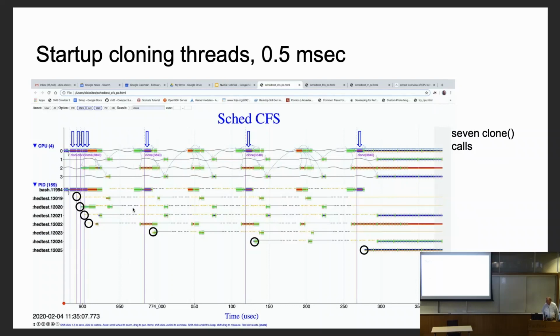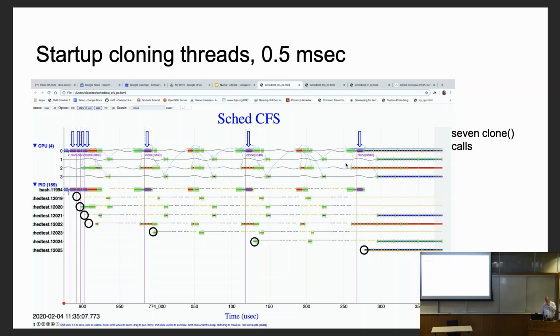The startup has two views. The top four lines are the CPUs, and the bottom seven or eight lines are the individual processes. Again, the same data. So this lump of execution on CPU 0 is exactly that lump of execution for the bash process. This lump over here, there's two lumps there, is that one and that one. So what we see at the beginning, with these four arrows, is bash does four clone calls to start up the other threads. But the other three clone calls happen later. Not in the picture in your head.